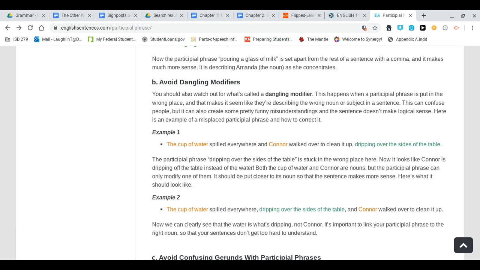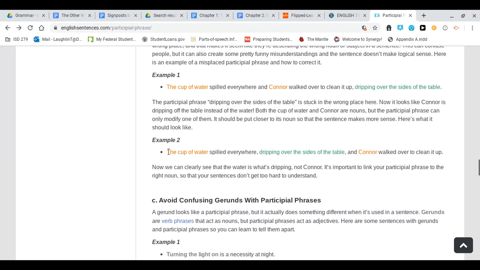We can write that a lot more clearly, and you can see it more clearly in example 2, where it says the cup of water spilled everywhere, dripping over the sides of the table, and then we get to Connor, and Connor walked over to clean it up. So now we have the separation of the two nouns, the cup of water and Connor. And we know obviously that it is the cup of water that spilled everywhere because we have our participial phrase that tells us so.